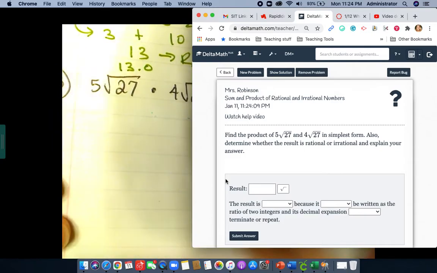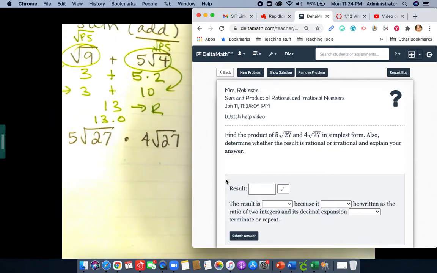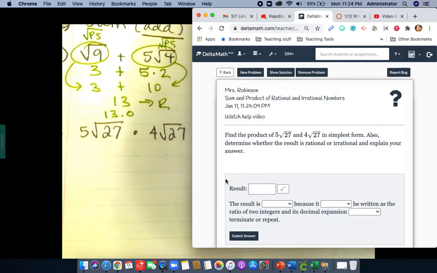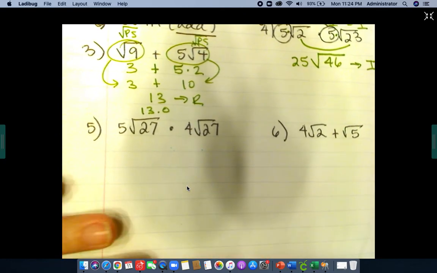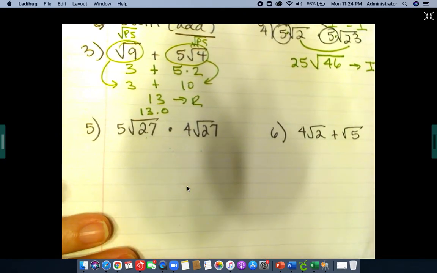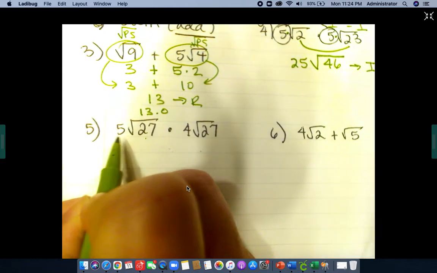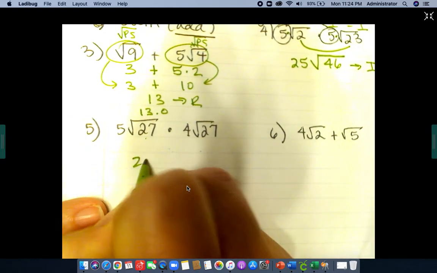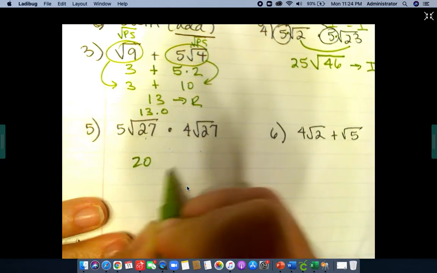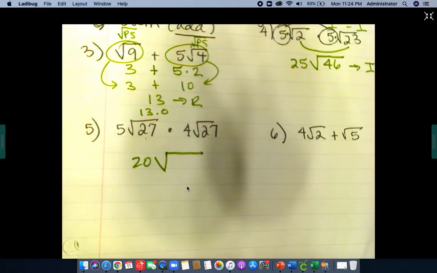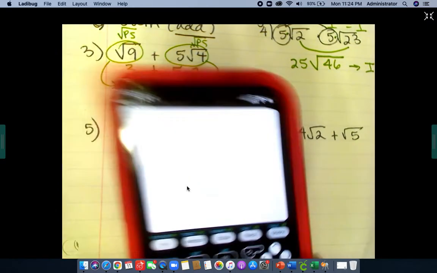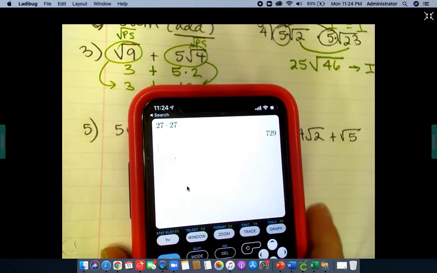If you feel like you got this, just work them out and then listen to my video. Hit the pause and see if you get them right. For number 5, if you notice, it's pretty much the same thing except we've got the square root times itself. So let's do what I taught you up here. We're going to multiply the numbers together on the outside. So 4 times 5 is 20. And then the numbers together on the inside. So I'm just going to pick up my calculator and type in 27 times 27. And that gives me 729.